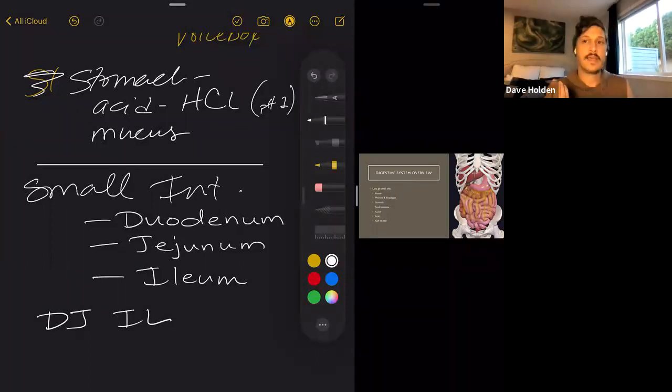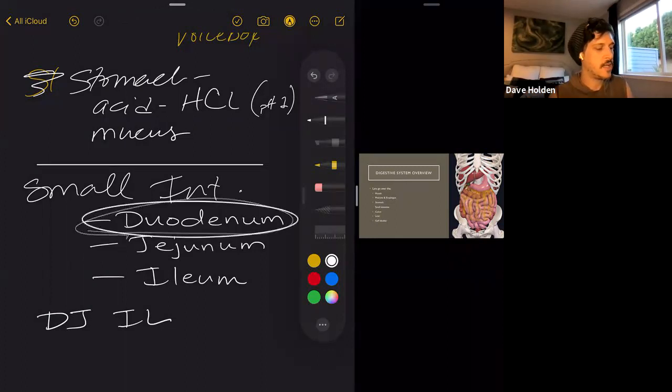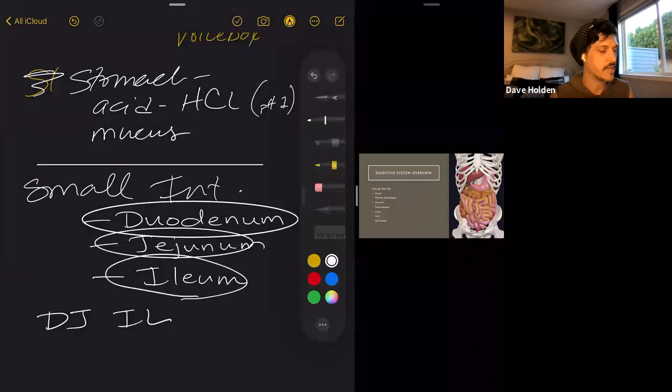So if the stomach is focused mainly on mechanical and chemical digestion, the breakdown of the food, we then pass the food through the pyloric sphincter into the next section of the tube, which is the duodenum of the small intestine. The duodenum is still breaking down the food. There's still digestive action going on. The jejunum is where absorption is taking place. In the ileum, we are still absorbing our nutrients.